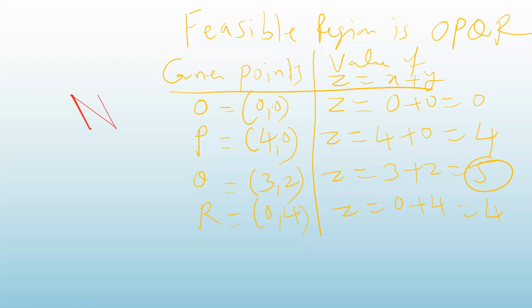Okay. So what is the solution? The solution of this linear programming problem is at the point Q. So x is equal to 3, y is equal to 2. And what is the value of maximum Z? It is 5. So this is the solution.